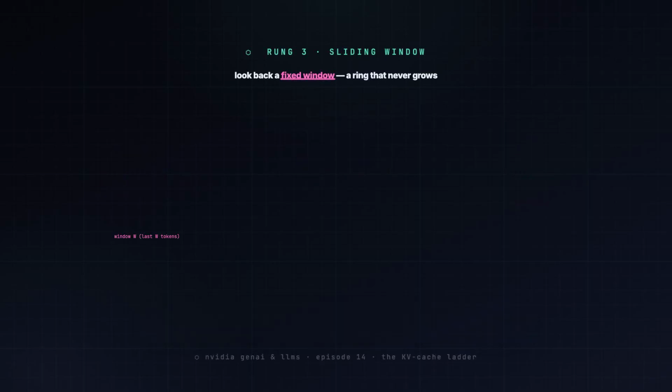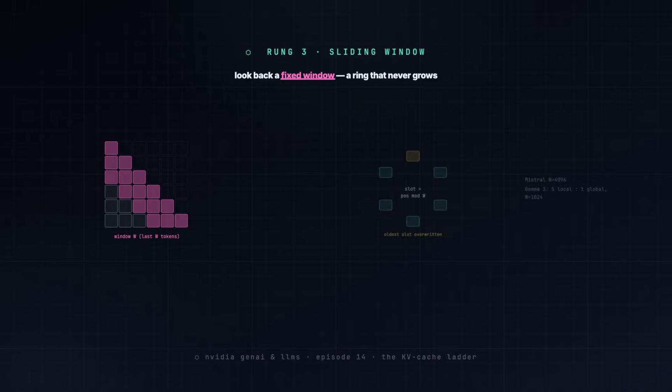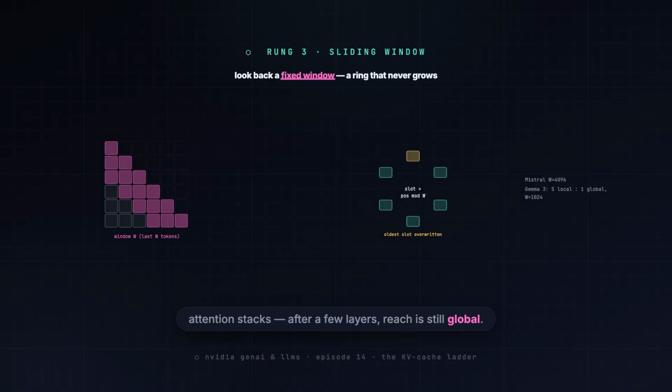Rung 3 is a different idea. Stop looking at everything. With sliding window attention, each word only looks back a fixed number of words, say 4000. The trick is that attention stacks, so after a few layers a word's reach is still effectively global. And because the window is fixed, the notebook can be a fixed size ring that overwrites the oldest slot. It never grows. Mistral used a 4000 window, Gemma went further: 5 local layers for every one global layer, with a window of just 1000.